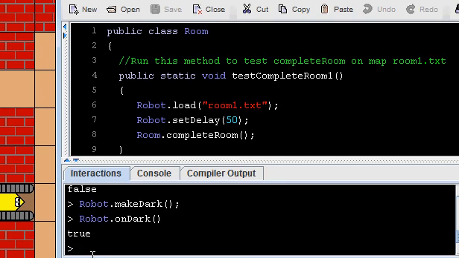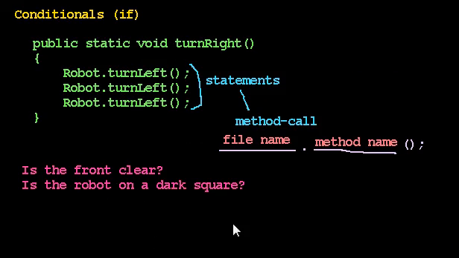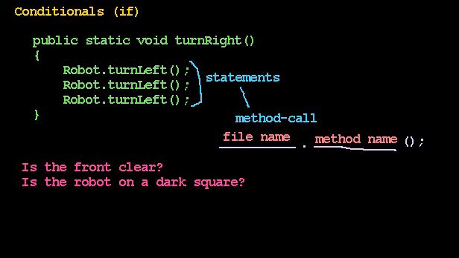The thing that should be really bothering me is, yeah, I can ask if I'm on a dark square or if the front is clear, but how on earth is that going to help me? I mean, how would that go in my program? How do I say when I am on dark, do something different than when I'm not on dark? So that's really the problem that I want to solve, and that means I need to know a little bit more Java. And in fact, I'm going to need to know about this thing called an if. But before we go there, let's summarize a little bit.